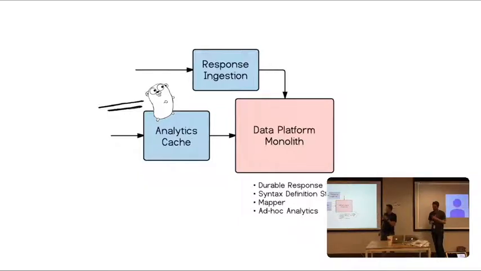So with that, we were able to find opportunities to introduce Go into this monolith as we split it apart. We've talked a lot about this analytics cache, the field set cache that we built in front of the monolith in order to take the load off of the service. And then this response ingestion piece was really just a sprint task that turned into a microservice.